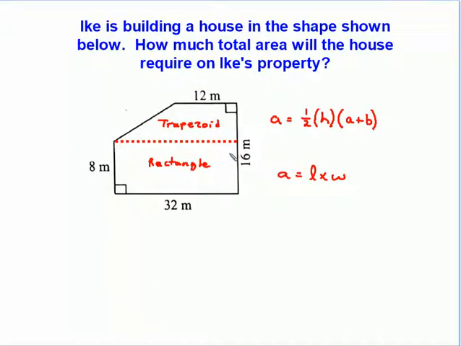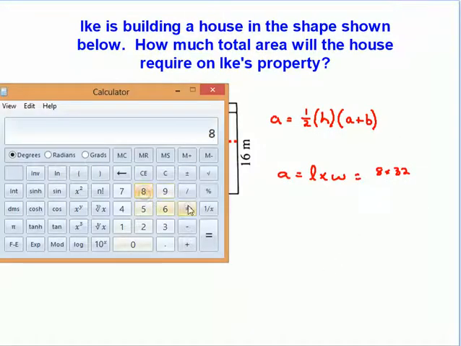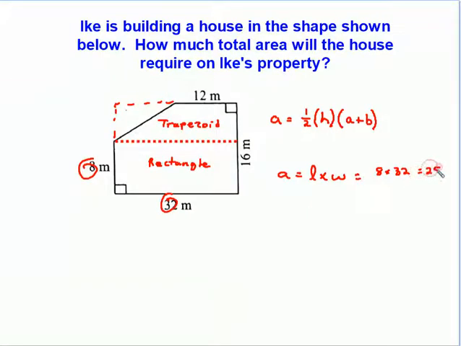So what we get is this right here. We've got a trapezoid and a rectangle. We have our two area formulas. The area of the rectangle is fairly easy. We know that the rectangle itself, this side has 8 feet over here and 32 feet, so that's fairly easy. 8 times 32, and if we want to, we'll just pull that up on the calculator for speed's sake. 8 times 32 is equal to 256 right here, 256 meters squared.